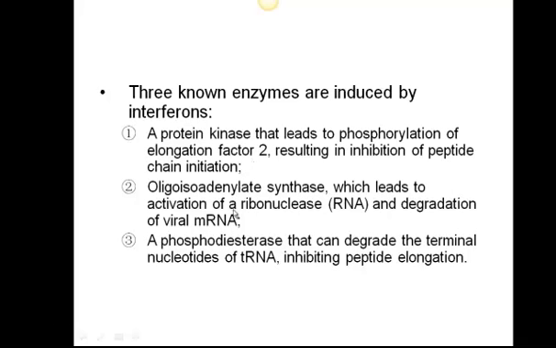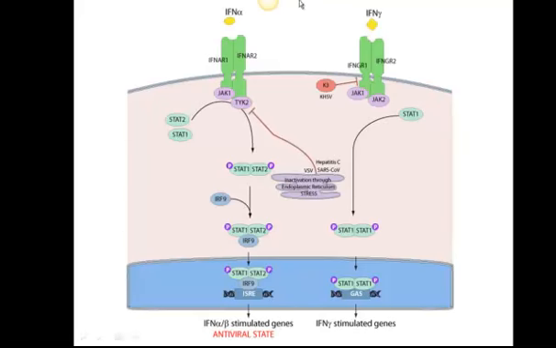It can also alter proteins that lead to the degradation of the viral messenger RNA before it can be incorporated into the viral particle that's being formed, or before it can be utilized for translation processes to create viral proteins. So you can block protein synthesis, you can cause degradation of the messenger RNA, and phosphodiesterases can actually degrade the terminal nucleotides of tRNA molecules and help inhibit peptide elongation as well. And so the interferons appear to mediate these functions by altering gene expression patterns.